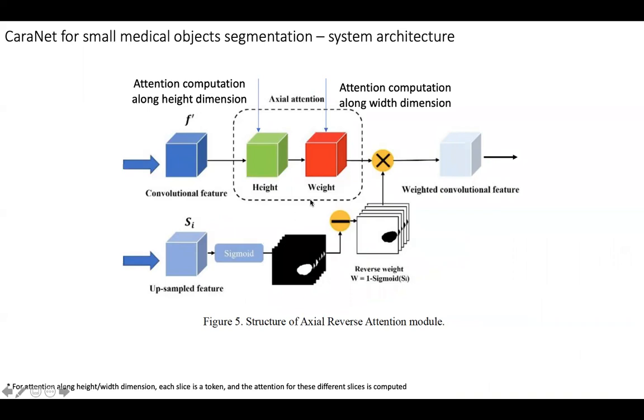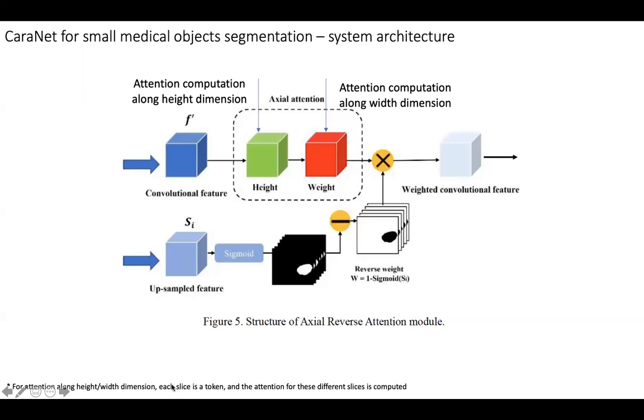Now about the axial attention, it's quite a simple concept. For example, when you consider images, for the height dimension, you can treat each height location as one particular token, and when you calculate the attention along this height dimension, you just calculate the attention of this sequence of tokens at different height locations. Similarly, for the attention along the width dimension, we can consider each location of the width as one particular token, and then we calculate the attention among them.